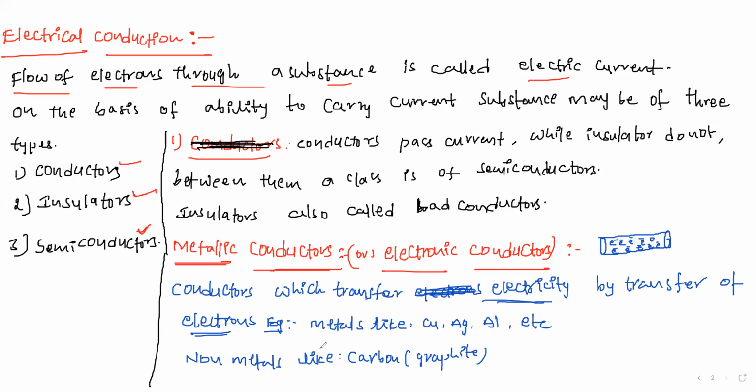Shall I remove this page? I kept the metallic conductors only, but in that also I have given example for non-metals.